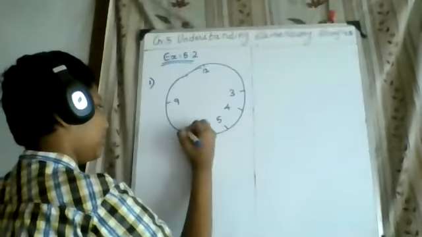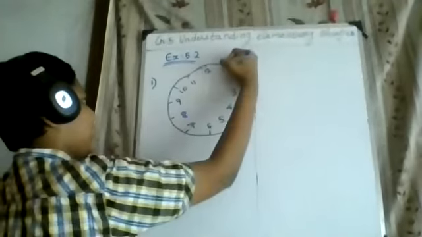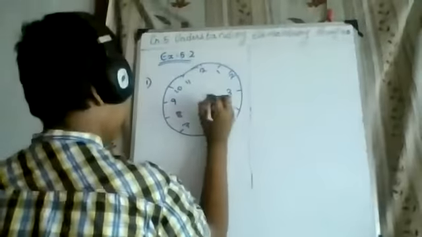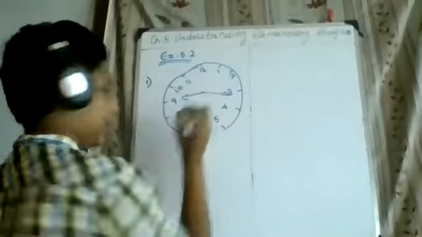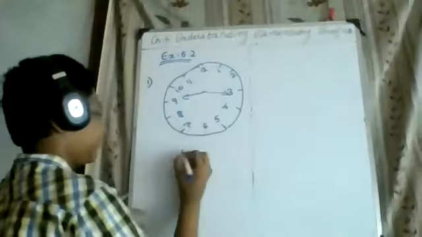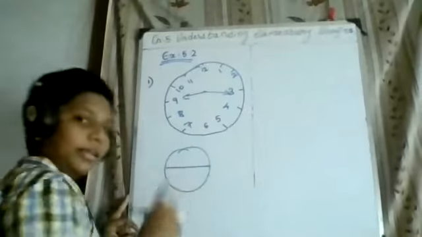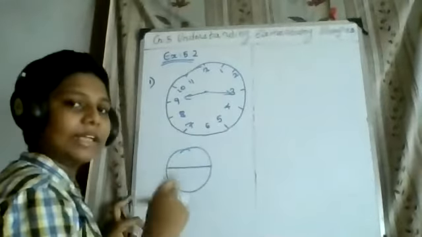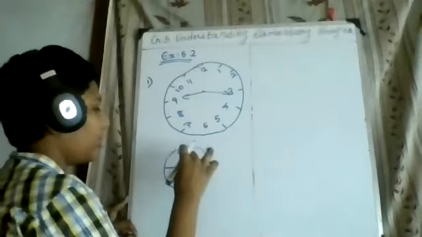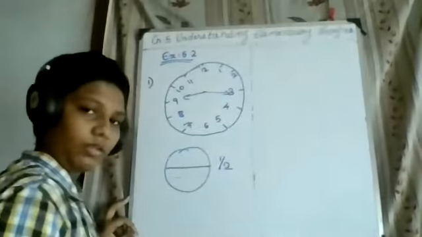4 and here 5, 7, 8, here 10, here 11, here 1 and here 2. What they said? 3 to 9. See, we know that this is a circle. In that, if we draw a straight line, a diameter, it will divide the circle into two equal parts itself. So, if it is divided into two equal parts, then what will be the fraction? 1 by 2.